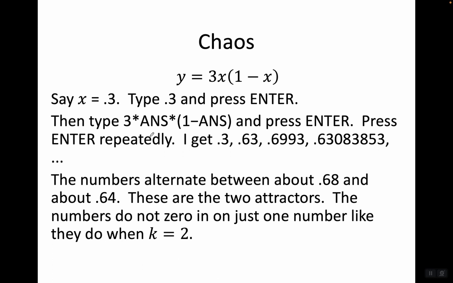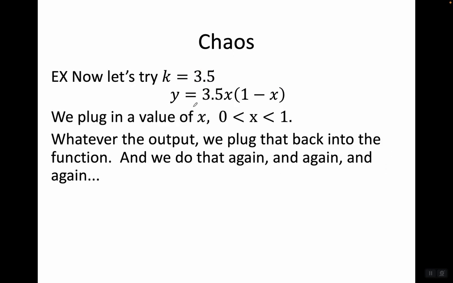Let's say again x equals 0.3. Type 0.3 and press enter. Then type 3 times answer times 1 minus answer and press enter, and then press enter repeatedly. I get 0.3, 0.63, 0.6993, and so on. The numbers alternate between about 0.68 and about 0.64. These are the two attractors. The numbers do not zero in on just one number like they do when k equals 2.